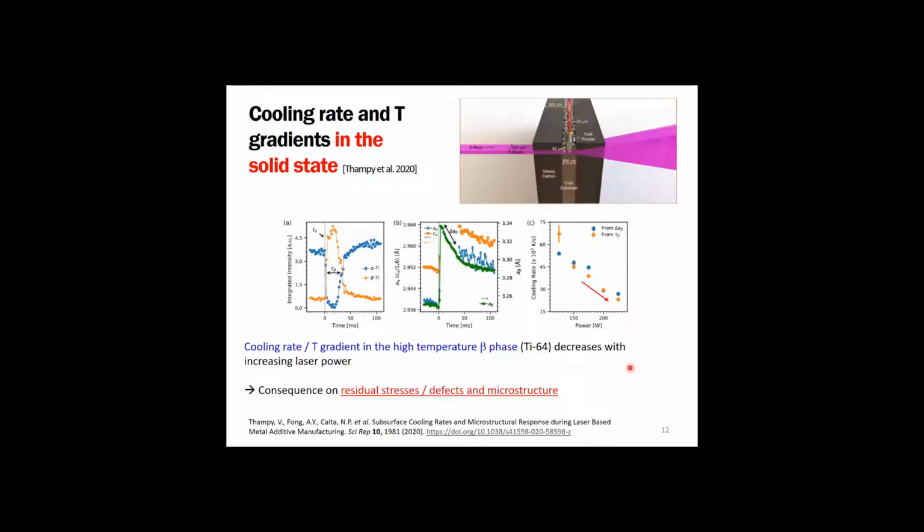So another paper which is quite interesting is now looking at the cooling rate in the solid state, and that's the example here of a Ti-6-4 that Stephen discussed already, where the cooling rate going from the high temperature beta phase to the alpha phase will depend typically on the laser energy. So you have the laser power here, and you can see that the larger the power being used, the larger the melt pool size, and then the slower the cooling rate. So again, this will influence microstructures, residual stresses, and then the tendency of forming defects.